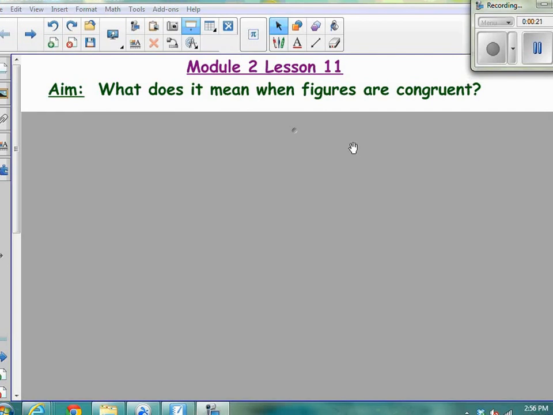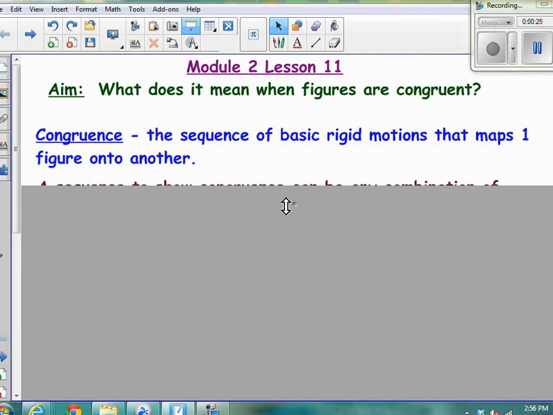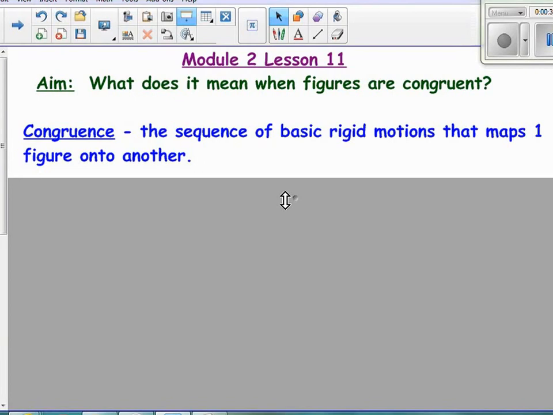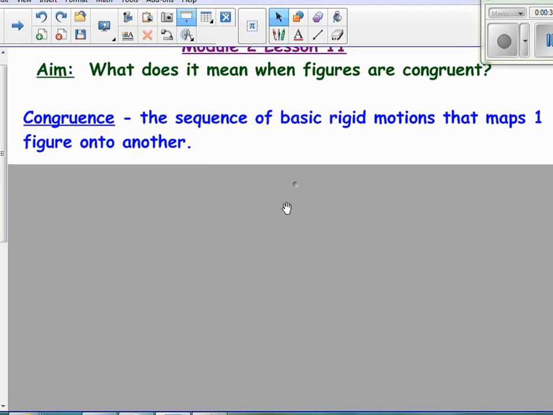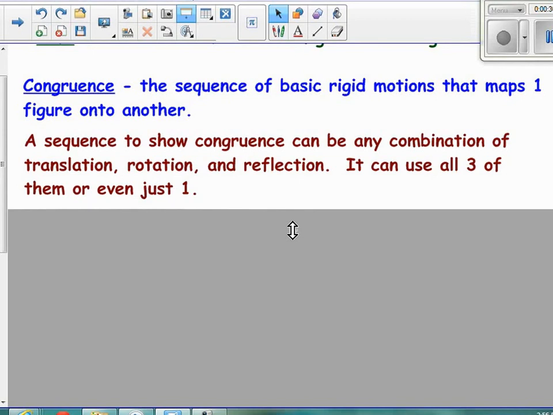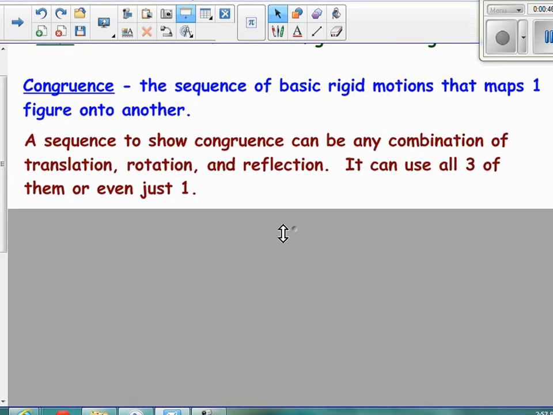Well, let's give a definition, and this you need to copy in your notebook. Congruence is the sequence of basic rigid motions that maps one figure onto another. And a sequence to show congruence can be any combination of the three basic rigid motions that we already know: a translation, a rotation, and a reflection. It can use all three, or just two of them, or even just one of them.